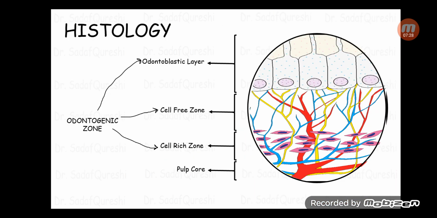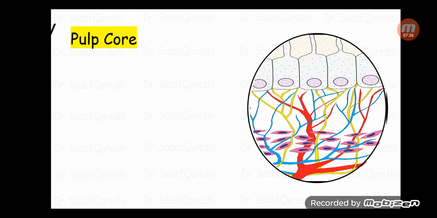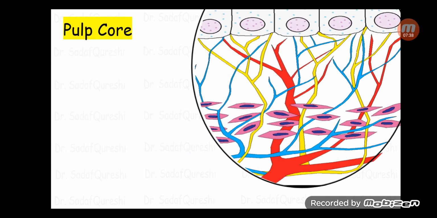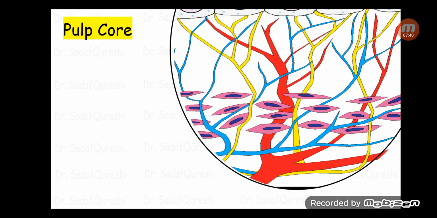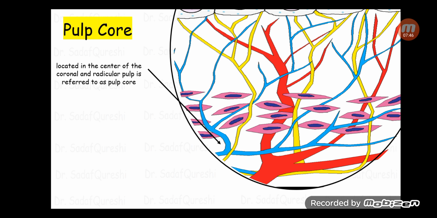So talking about the next zone or the last zone of dental pulp, that is the pulp core. For this we will again enlarge this histological section, and below the cell-rich zone we can see an area that is called the pulp core. It is located in the center of the coronal and radicular pulp and referred to as the pulp core.